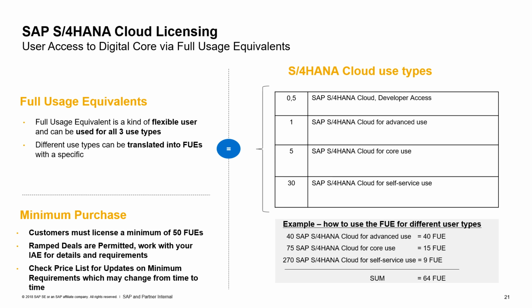Note that there is a minimum. Customers must license a minimum of 50 full user equivalents. Ramp deals are permitted, but there are rules around this, so just please work with your industry AE for the details and requirements. So you can start with less than 50, as long as the average is 50 over the term of the subscription. Check price lists for updates on minimum requirements, which may change from time to time.